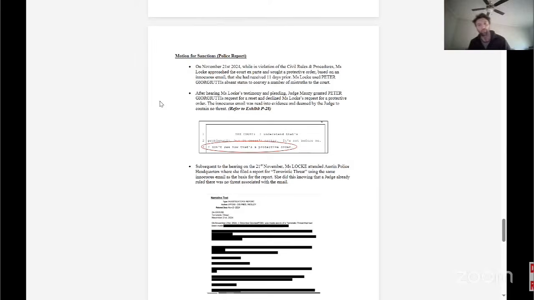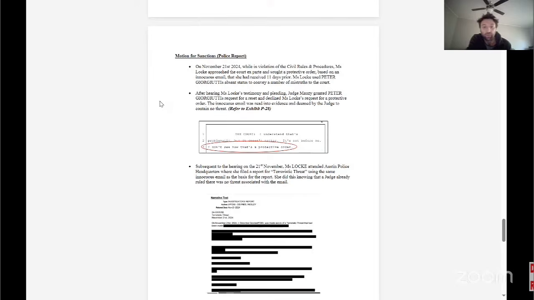Noted. Well, for the record, I will be filing an ethics complaint with the Texas State Bar in relation to all this, with or without the court's referral. So on November 21st, 2024, while in violation of the civil rules and procedures as identified by Judge Mousy in the transcript, Ms. Locke approached the court ex parte and discussed the potential of a protective order based on an innocuous email. She had received this innocuous email 11 days prior.